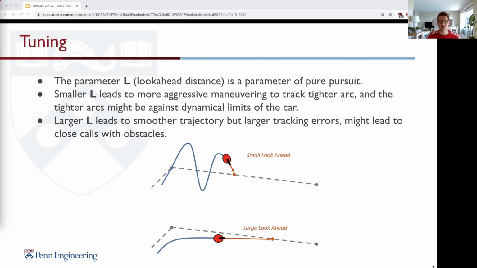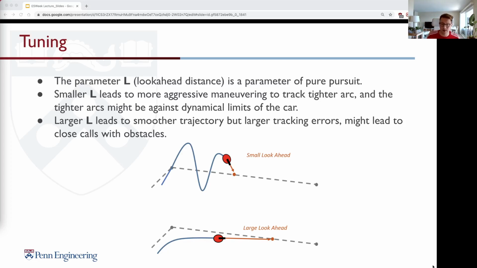Of course, this algorithm is not perfect. That is the simple solution of tracking a trajectory. The parameter you can vary here, which defines the behavior finally, is mainly the look ahead distance. For example, if you make a small look ahead distance, for example, like 20 centimeters, this leads to a more aggressive maneuvering to track the tighter arc you created, and the tighter arcs might be against dynamical limits of the car, which means you can easily oversteer the car.